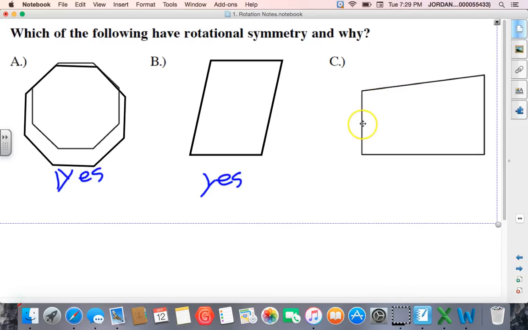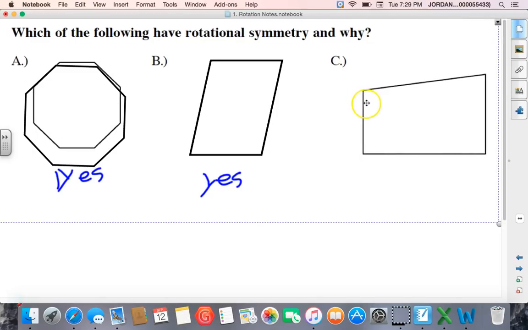Anyways, sorry, you can tell by looking at this one's not going to have rotational symmetry because this side is longer than this one. So when I rotate it 180, it's not going to be the same because it's going to be a shorter side over here than this one. So that one, we could say no, it will not have any rotational symmetry.